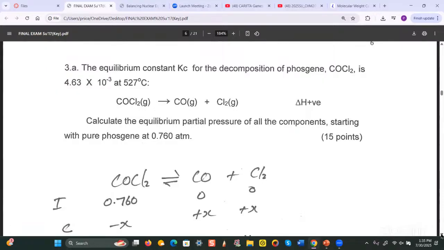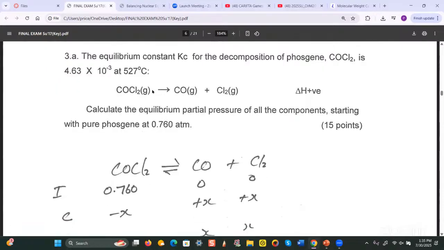Okay, scrolling down. This is an equilibrium constant type problem. They gave you the equation, they gave you the Kc, and the question says calculate the equilibrium partial pressure of all the components starting with pure phosgene, at 0.760 atmospheres.